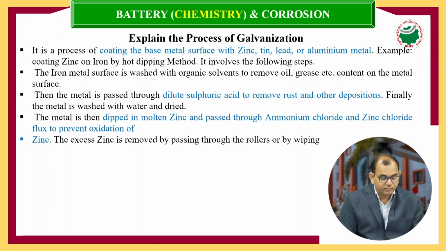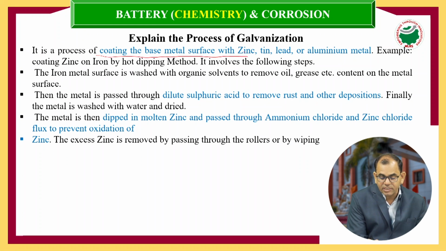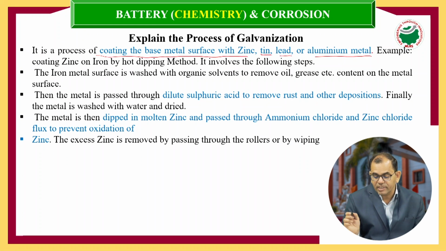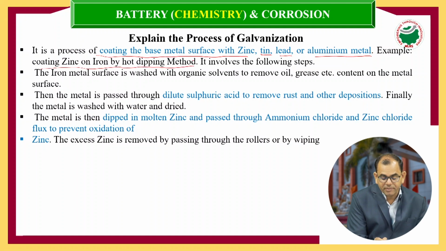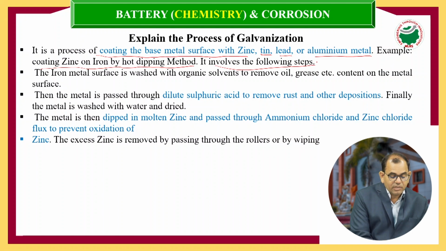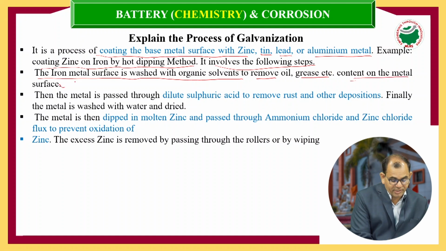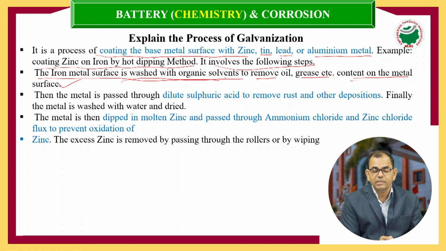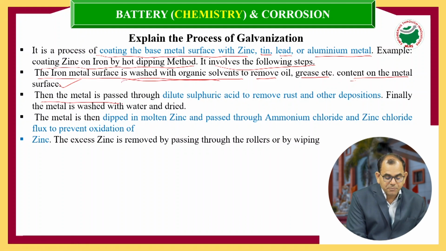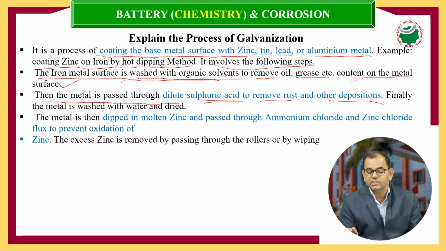Basically, let us see. It is a process of coating the base metal surface with zinc, tin, lead, or aluminum metal. Example, coating zinc on iron by the hot dipping method. It involves the following steps. The iron metal surface is washed with organic solvents to remove oil or grease content on the metal surface. Okay, any impurities will be removed by washing with some organic solvents. Then the metal is passed through dilute sulfuric acid to remove rust or any other depositions.